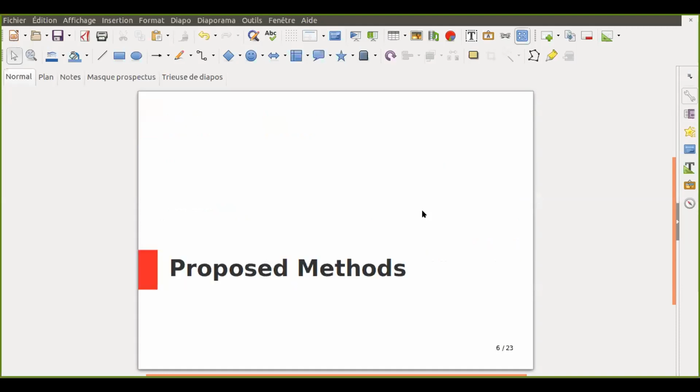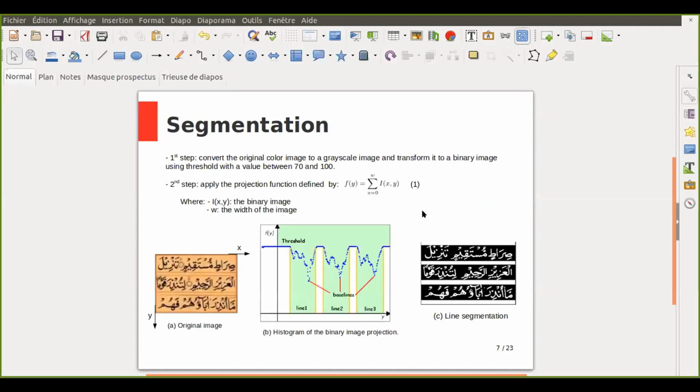Proposed method. Our proposed method consists of two steps or two stages. The first one is segmentation, and the last one is the classification system.